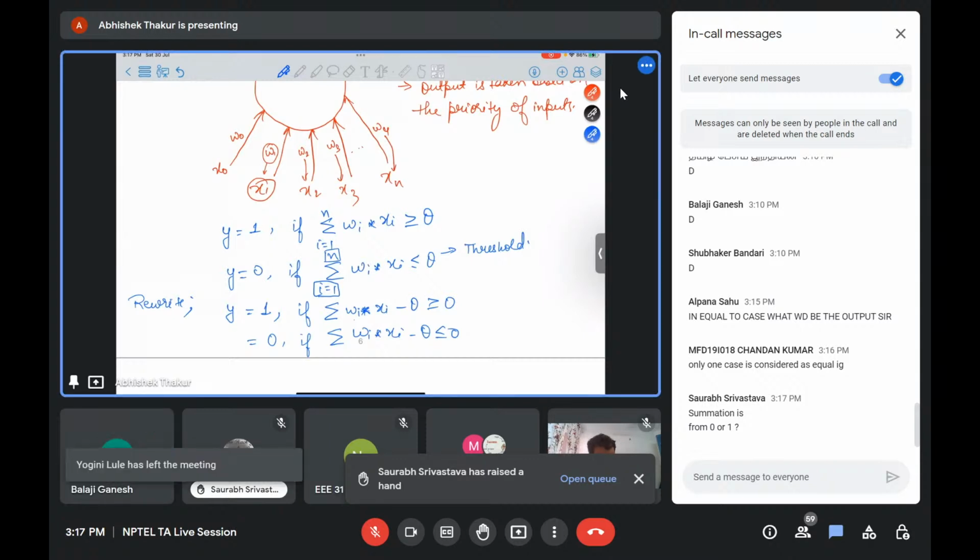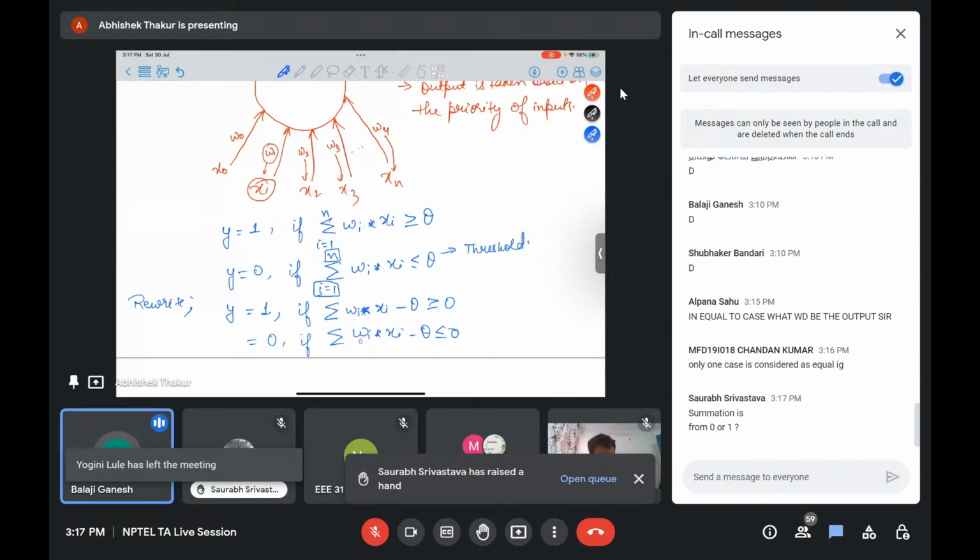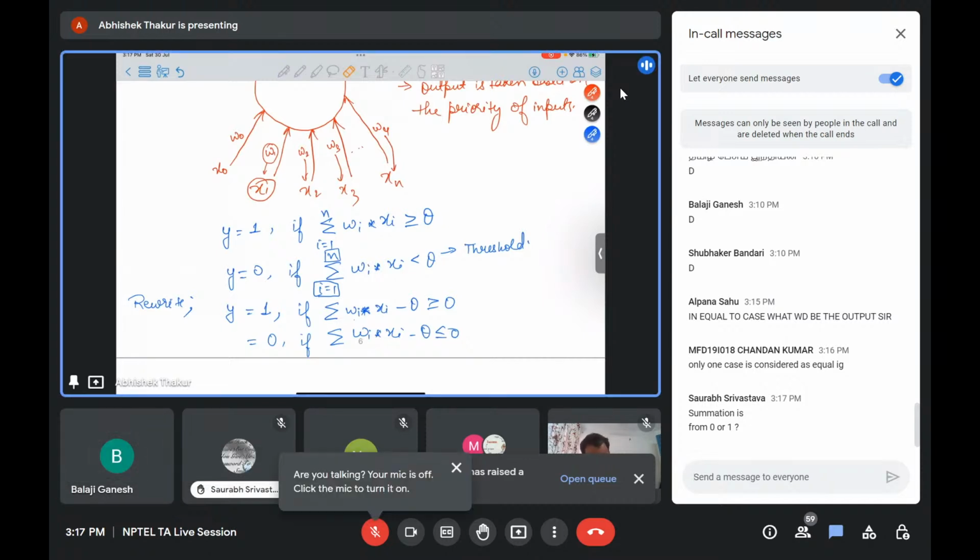Is it that equal to will also come? No, no, equal to will not come. Thank you for figuring it out. Equal to will not come here because we have already taken equal to in the first case. If you take equal to in both cases, then it will have a contradiction.